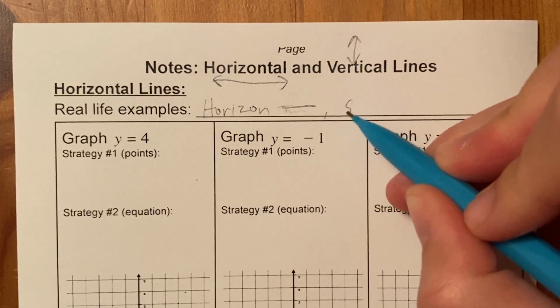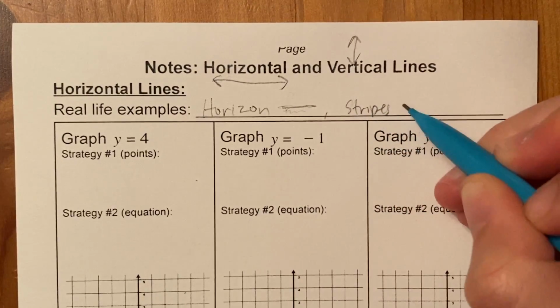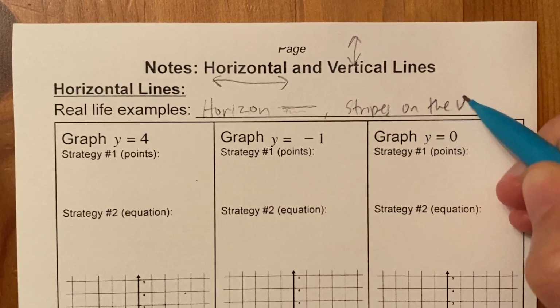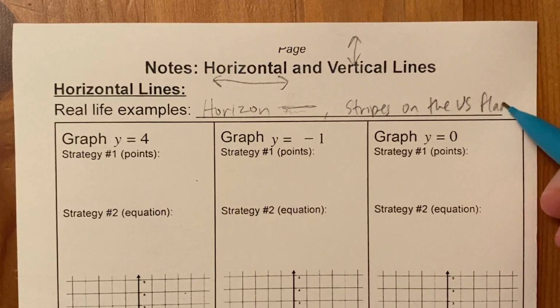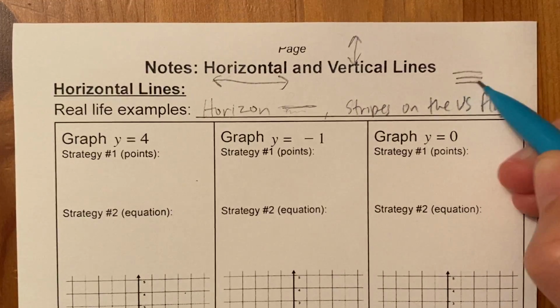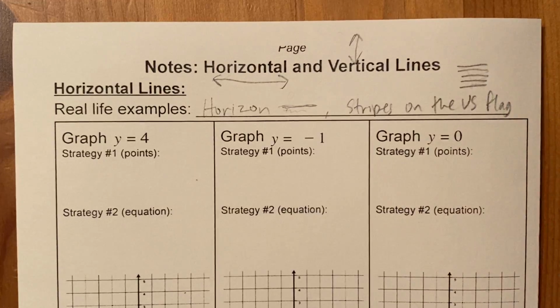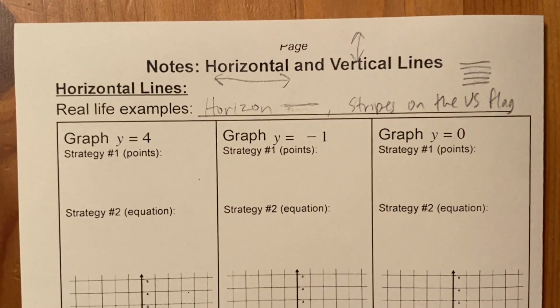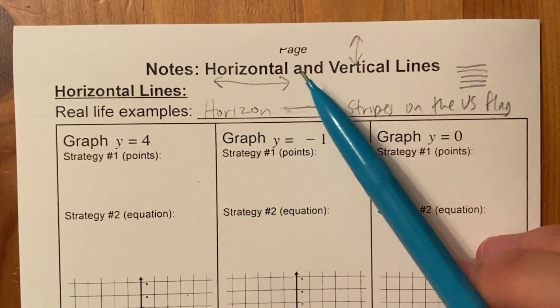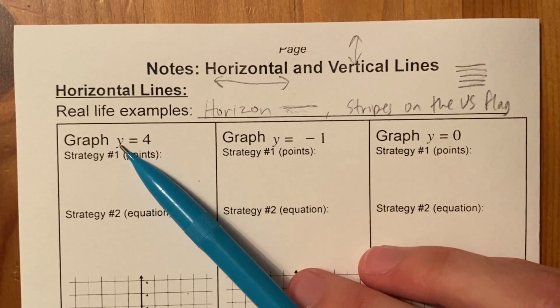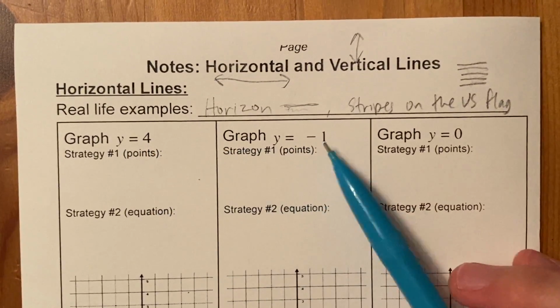You can remember the stripes on the U.S. flag, right? Those are like stripes that go across this way. Those are horizontal. Okay. Now, the way that horizontal lines look in an equation is it looks like this. Y equals a number. Okay, these are all horizontal lines.